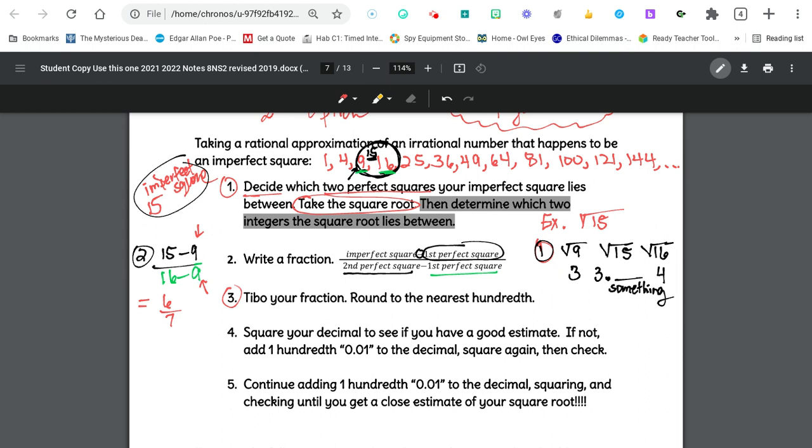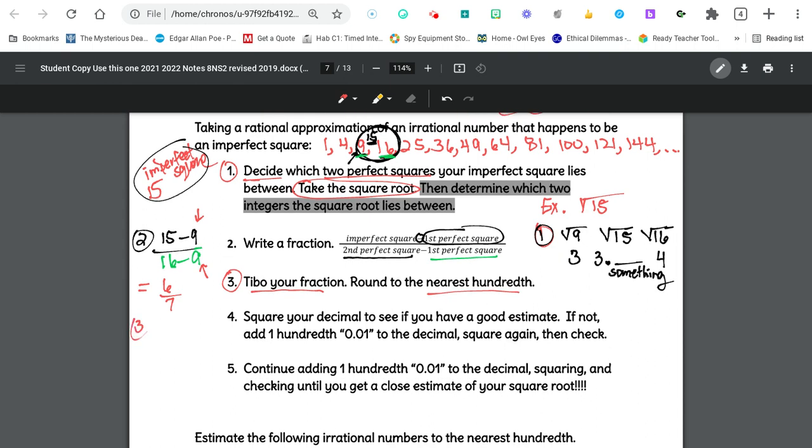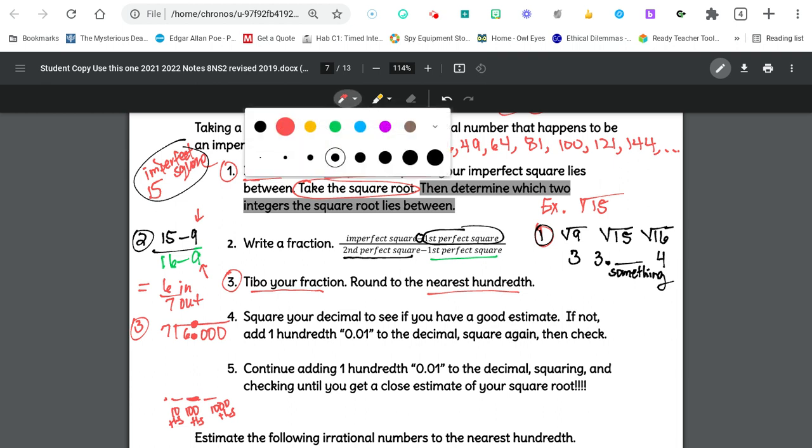Now let's look at step 3. Step 3 says to divide your fraction and round to the nearest hundredth. So I'm going to do step 3 here. I'm going to do top in and bottom out. Now to round to the nearest hundredth, I need at least 3 decimal places, because the number in the thousandths place tells the number in the hundredths place what to do. And if I think about it, this is tenths, that's hundredths, and this is thousandths. So whatever you get, you're going to round to this place value right here.